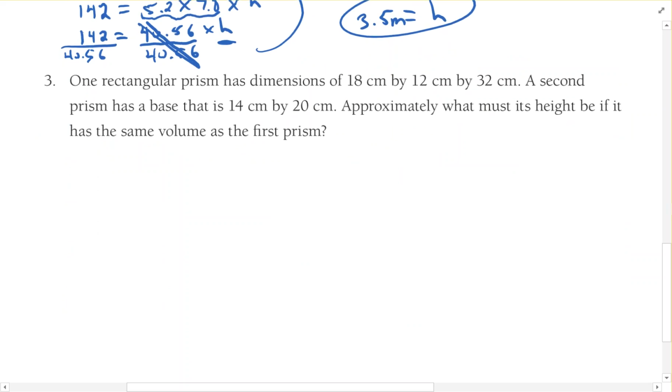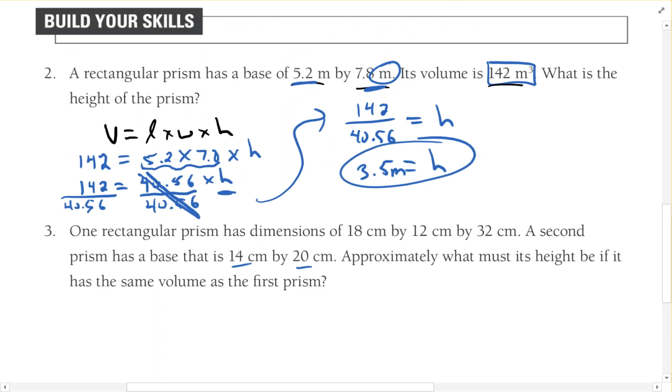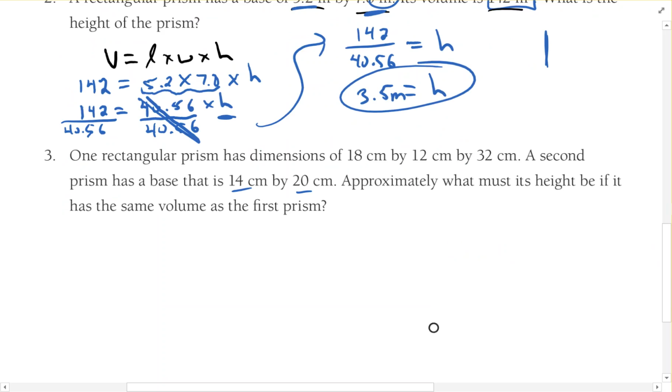One rectangular prism has dimensions of 18 by 12 by 32. A second prism has a base that is 14 by 20. Approximately what must its height be if it has the same volume as the first prism? So pretty much like the question above, but what we got to do first is figure out what the volume of the first prism is. Well, that's easy enough. I just need to multiply all those numbers together.